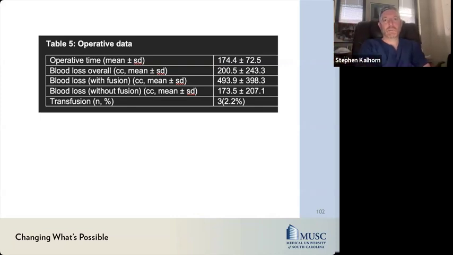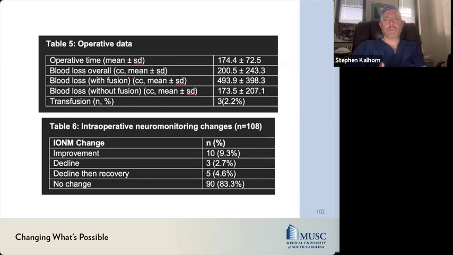We did fuse them if we took off more of the facet and destabilized them, or if there was a recurrent disc herniation, for instance, and then we just had to stabilize that segment. So blood loss with fusion was obviously higher. Without fusion, it was about 170 cc's. 3 people had to get a transfusion. The monitoring stuff is pretty interesting because there were 10 patients that improved, 3 declined, 5 declined and then recovered during surgery, and then 83% had no change at all. So no change at all is obviously really reassuring.